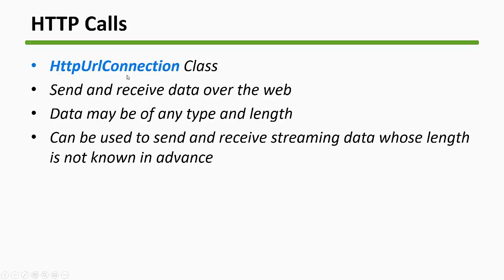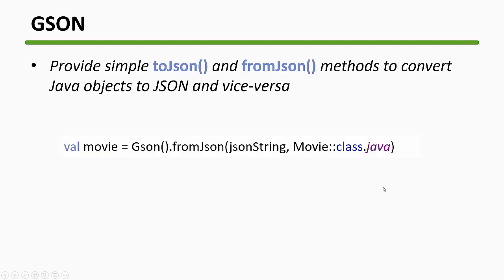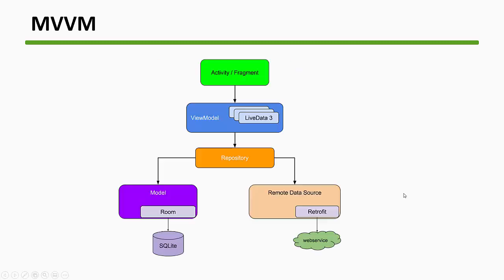And then we'll be making some HTTP calls in Android. So we'll be using the HttpURLConnection class to send data and so on, but eventually we'll be switching to Retrofit to see how that works. And then we will have a problem that I'll discuss with coroutines. Then we have Gson, and we have this MVVM architecture.